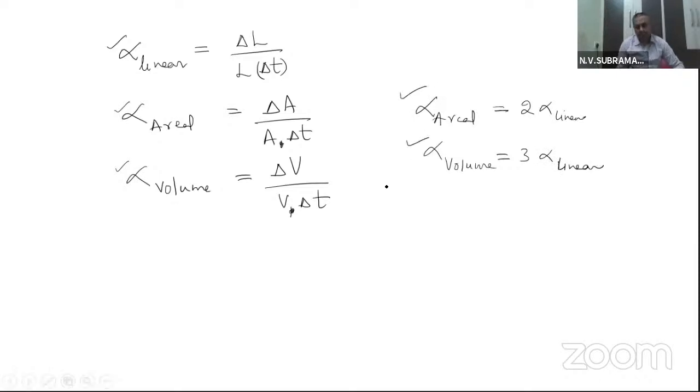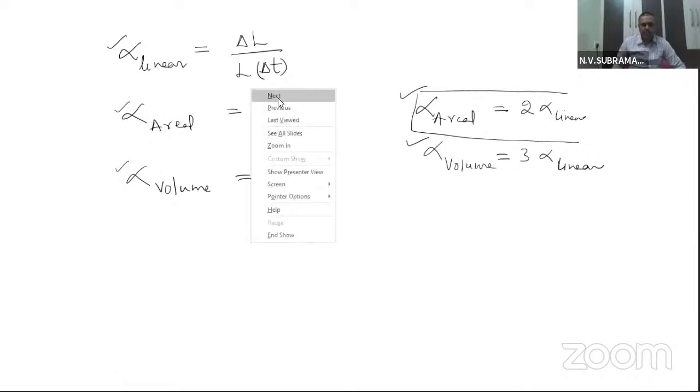But we did not prove it. Now let us try to prove this formula. Alpha areal is 2 times alpha linear. I will prove and show to you. Shall we do that, children? Yes. Okay.